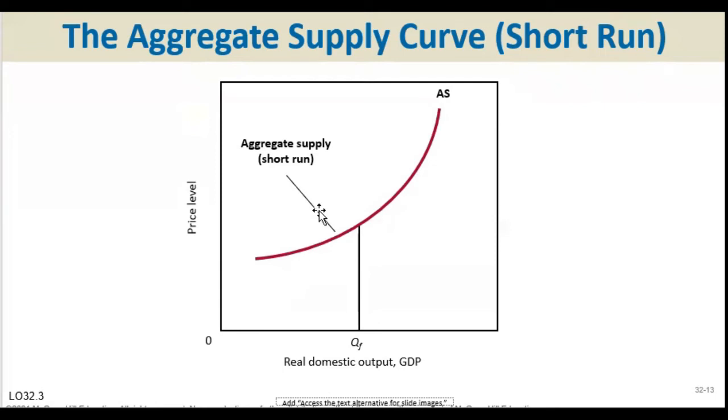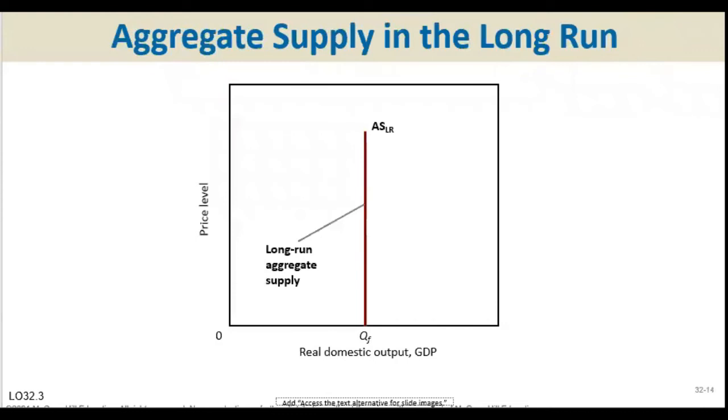And the upward slope over here is due to input prices. And rising prices over here will increase real profit, and declining prices result in declining profit. So we will look at the case of the long run, and this figure reflects the aggregated supply in the long run.